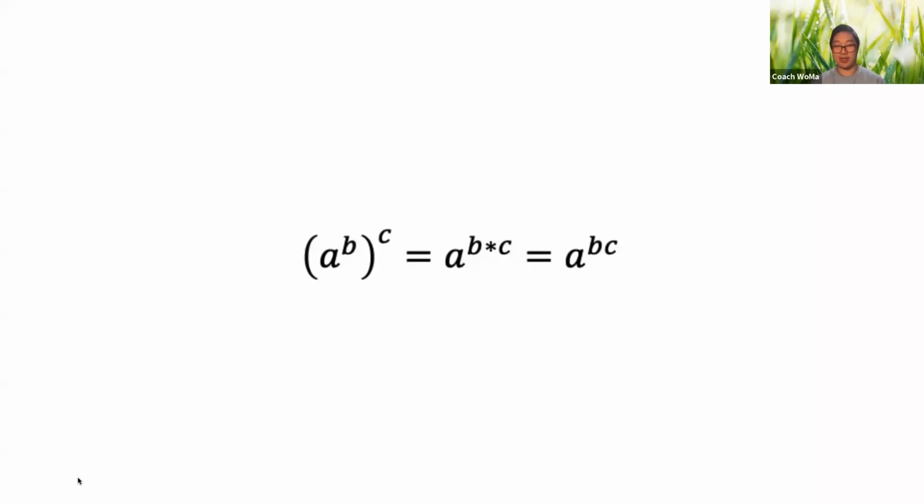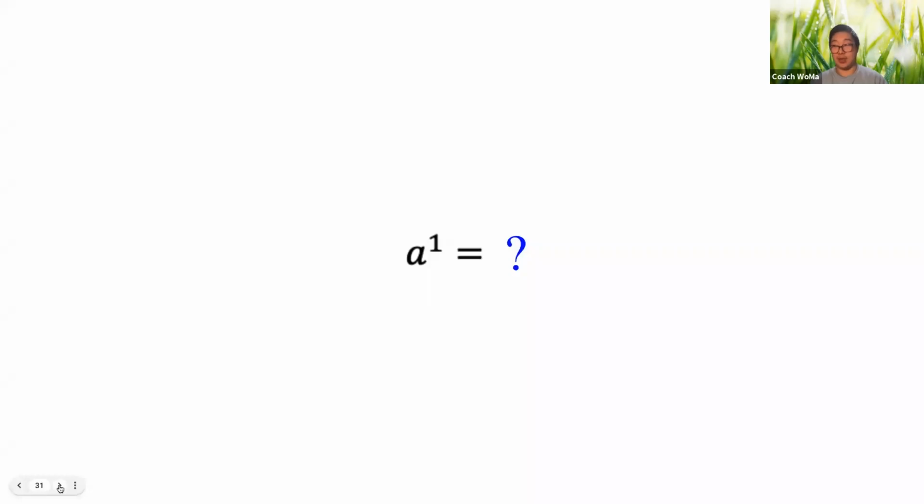So you can think of it like you want to multiply a to the b c times. So you have a to the b times a to the b times a to the b, and so on. You do that c times, and you'll basically be adding b in the exponent c times. And that really just means b times c. So, all right, let's go to the next one.